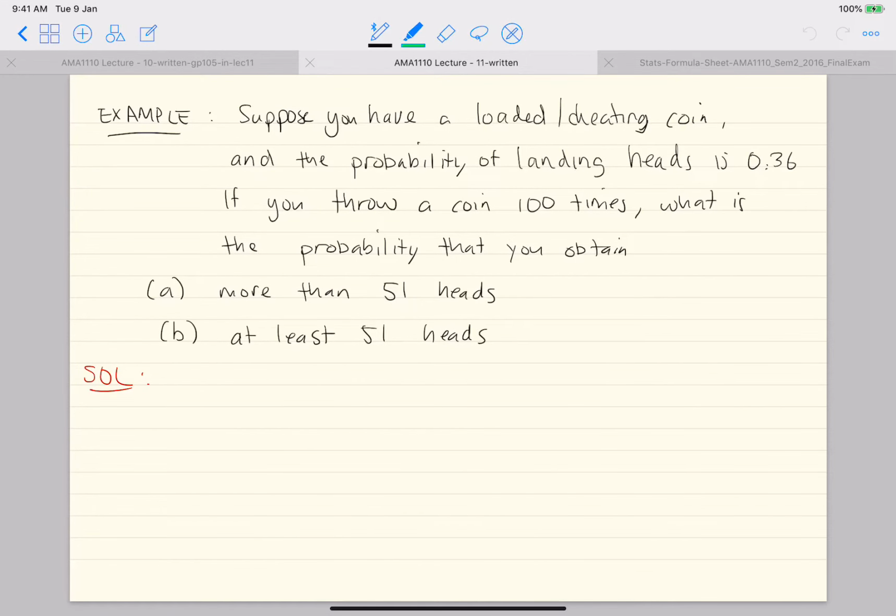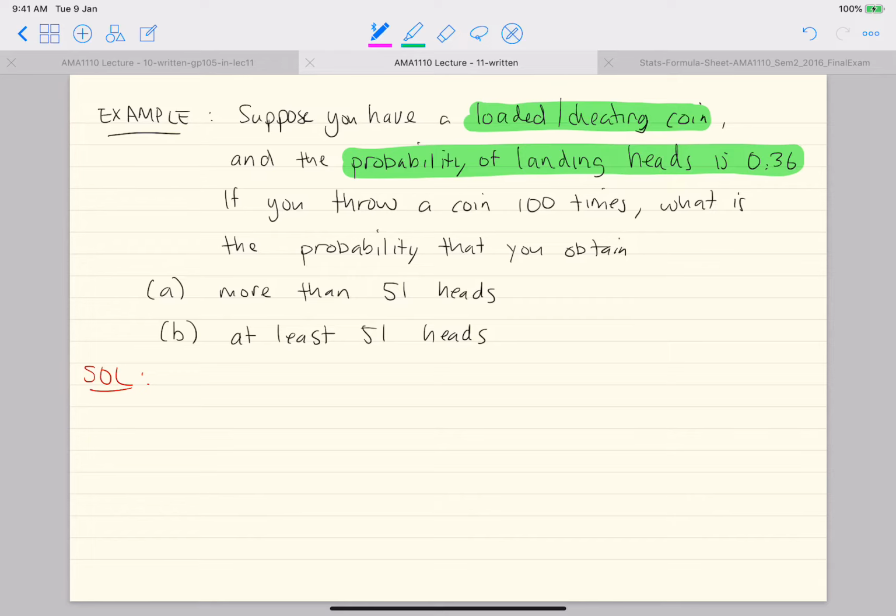Suppose you have a loaded or cheating coin, so that means it's not a regular fair coin, and the probability of landing heads is 0.36. So that's why it's not a fair coin. Say you throw this coin 100 times. What is the probability that you obtain (a) more than 51 heads and (b) at least 51 heads?